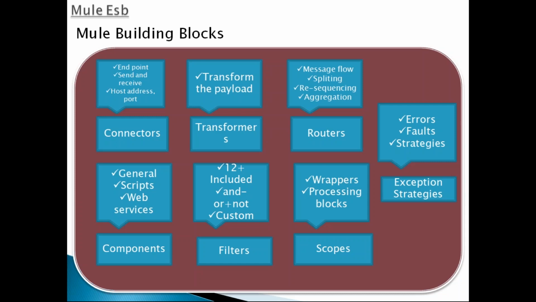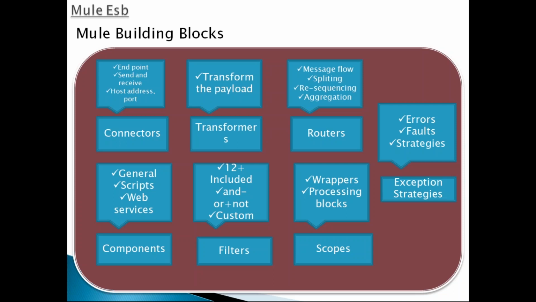And the routers basically provide routing for your messages. It controls the flow. You can do splitting, resequencing, and aggregation. These are the basic functionalities of a router. And the aggregation is nothing but the payload which we get as a response. Then we go to the scopes. Scopes include wrappers, processing, and blocks. We have different processing scopes like transaction, security, etc.